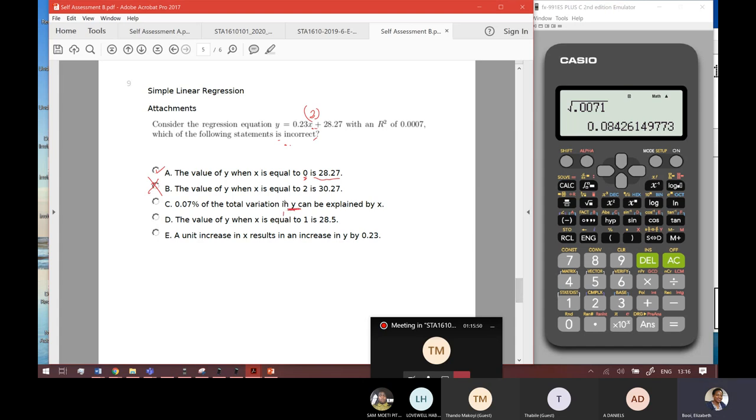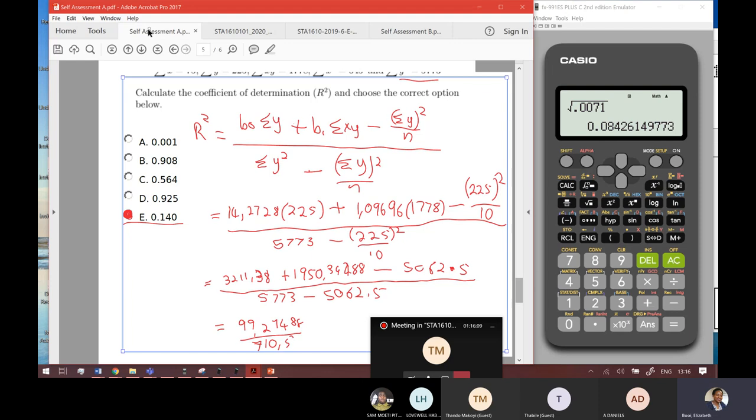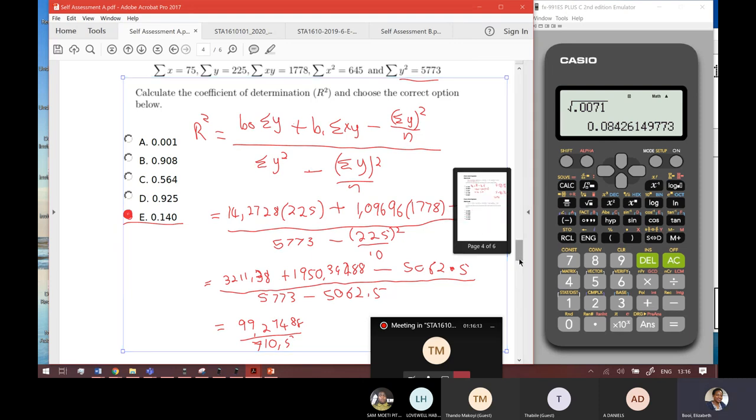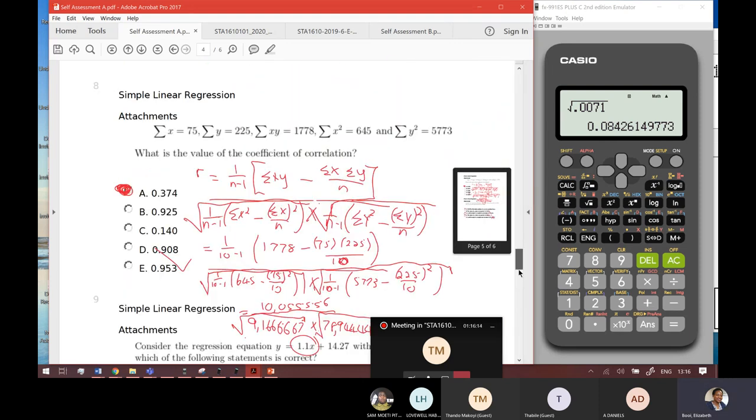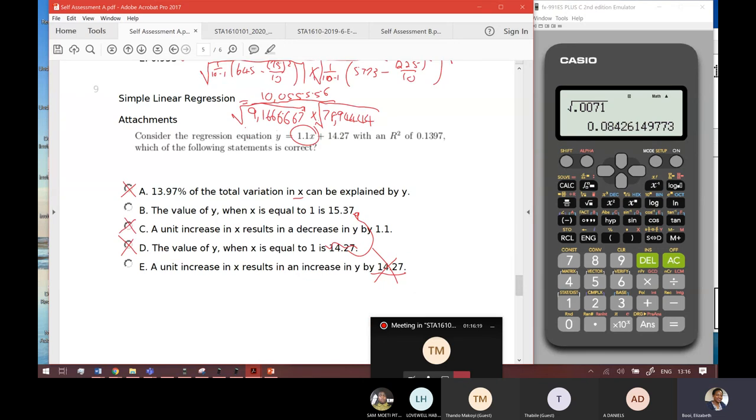Similar to the C, the total variation of Y, remember this one now, they put it correctly. Yesterday it was, the total variation in X was explained by Y. So this one says the total variation in Y is explained by X, which is correct. If you go to the one from yesterday, you will see the difference. That is where you need to know how to explain the values. You see the total variation in X was explained by Y, and that is why this was incorrect, and we were looking for the correct answer.